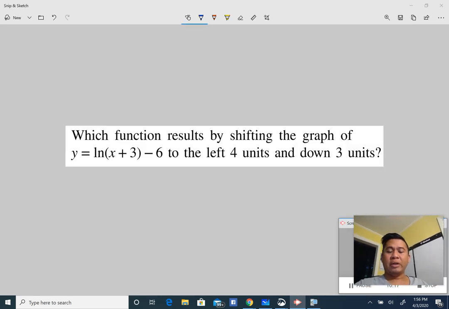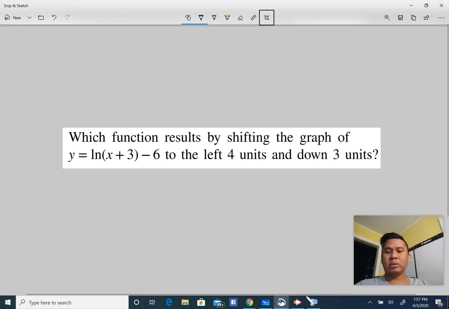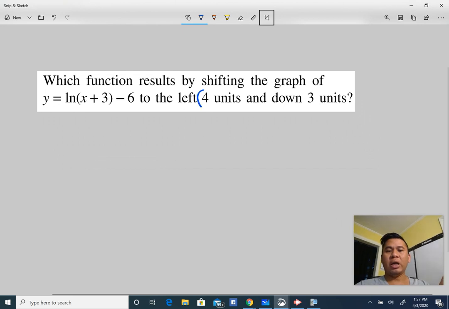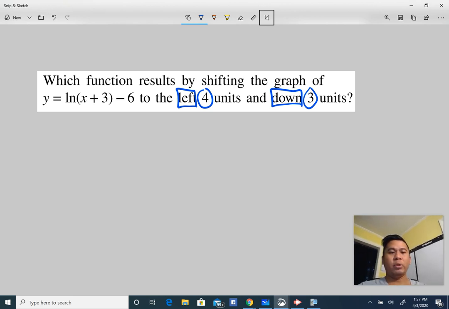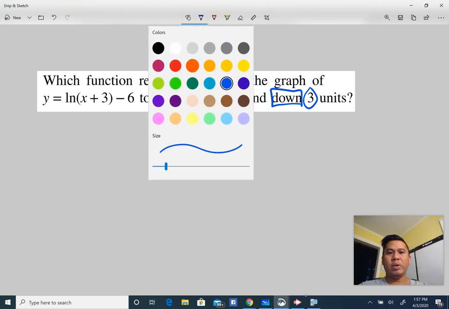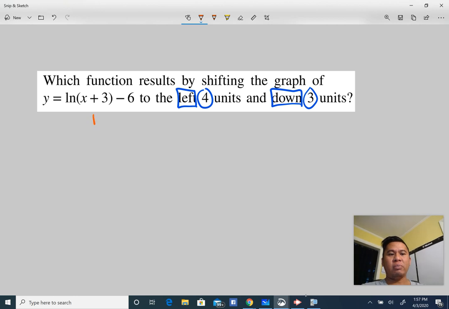Let's now have our third and final example in here: which function results by shifting the graph of y equals ln, that's natural logarithm, x plus 3 minus 6, if you want to move it left 4 units and also down 3 units. So once again, for the left 4 units, that means it should be plus 4 if you move left.